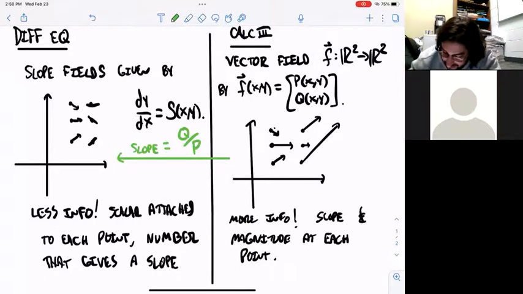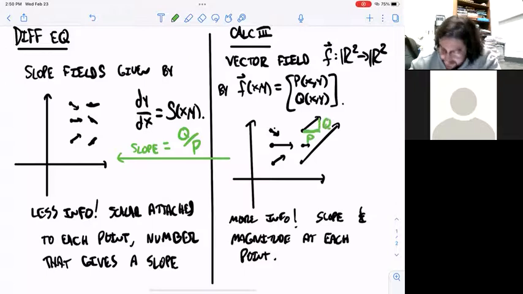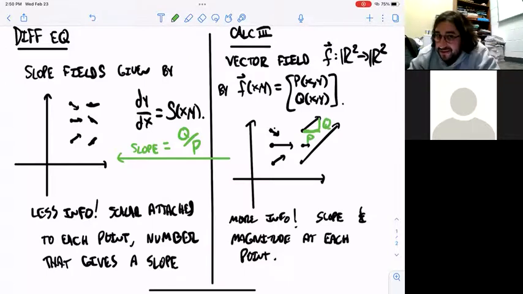Think of the vectors that are being graphed here, right? P is giving you the run, and Q is a formula that's giving you the rise. So if you do Q over P, that gives you a slope that corresponds to each vector, and you could then plot that as a slope field. So if you want to forget about magnitude, by taking the ratio of the components of a vector field, you could turn a vector field into a slope field.